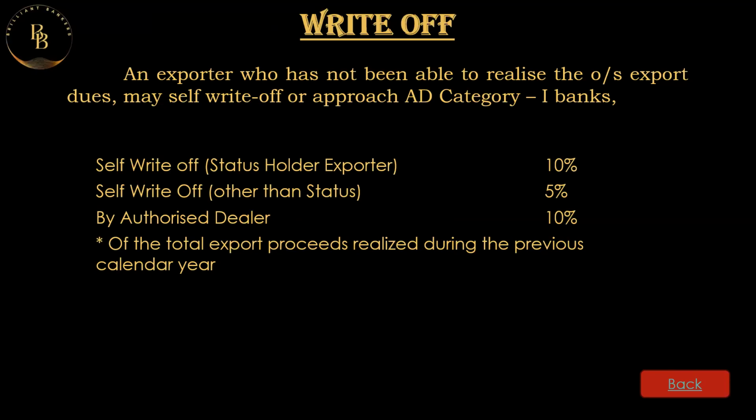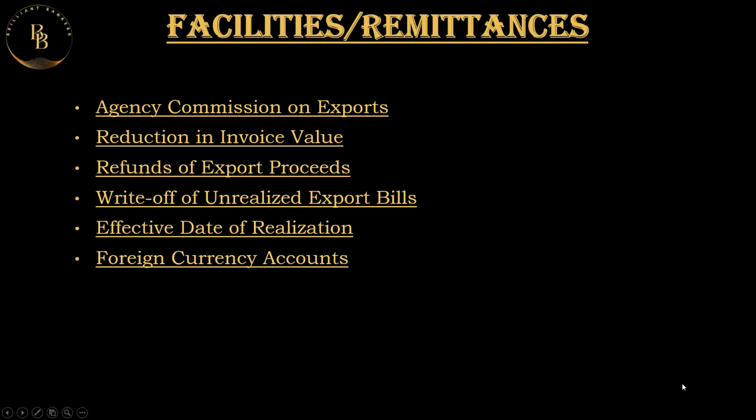Apart from the above self write off by the exporters, AD can write off up to 10% of the exports realized by the captioned exporter in the last calendar year. The provision to write off is reckoned on a cumulative basis. So these are the points to be considered in the case of write off.